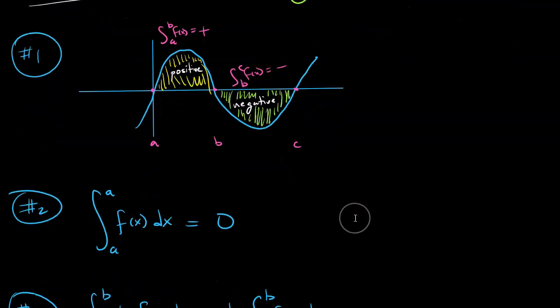Okay, second property should make a lot of sense. If you have an integral going from A to A, the answer is 0. And no matter what number is in place of A, this should make sense because you're essentially moving nowhere. And if you're trying to find the area between nowhere, well, then there shouldn't be any area.